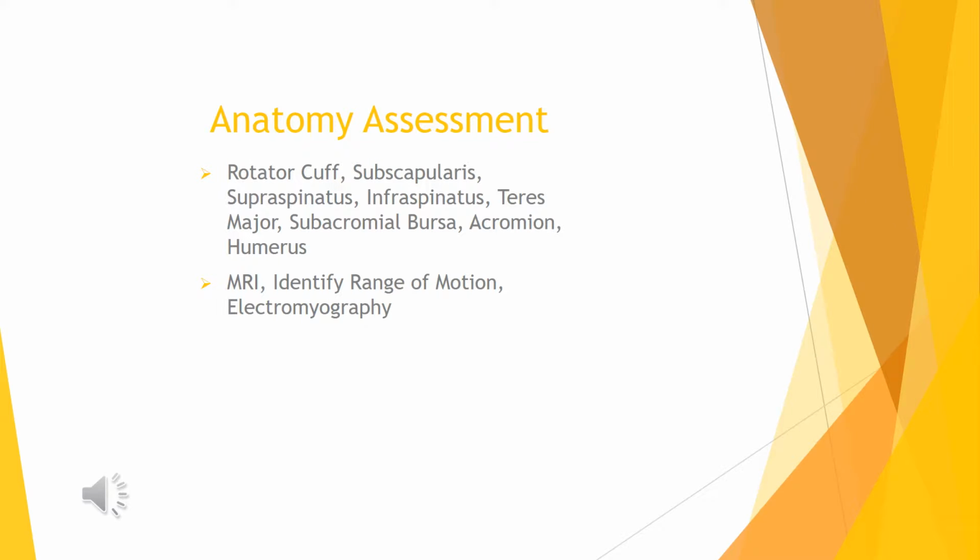Some of the anatomy included in subacromial impingement syndrome are the subscapularis, the supraspinatus, the infraspinatus, the teres major, the subacromial bursa, acromion, and humerus. In order to identify if you have subacromial impingement syndrome, there are a few ways. One way is an MRI. Another way is identifying the range of motion. And another way is electromyography.